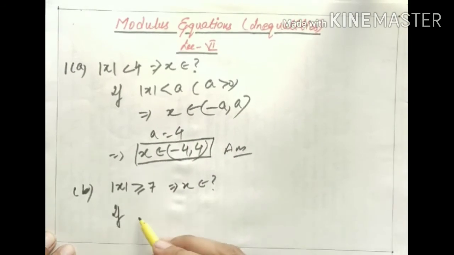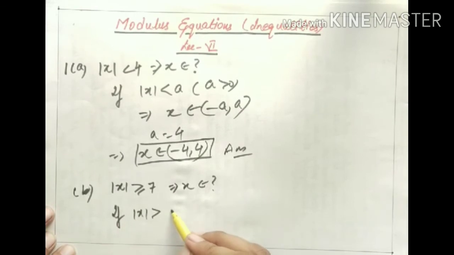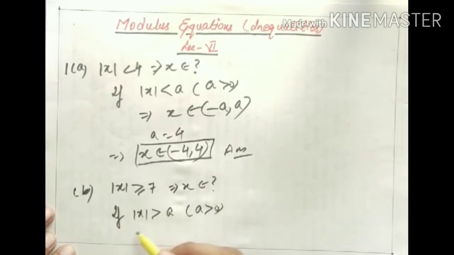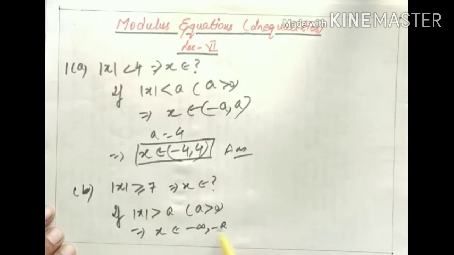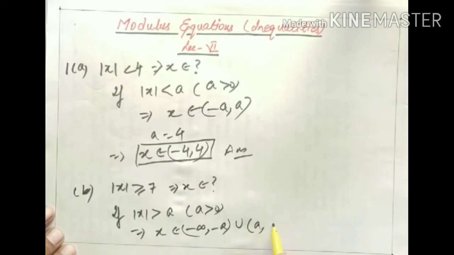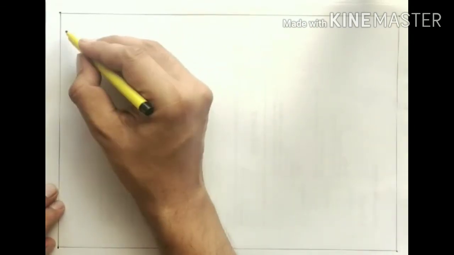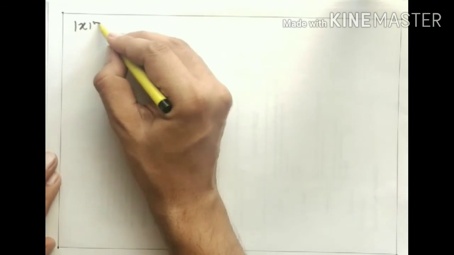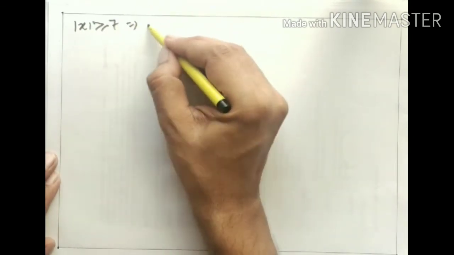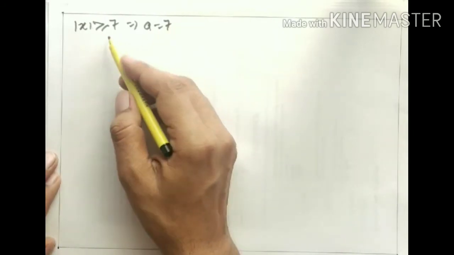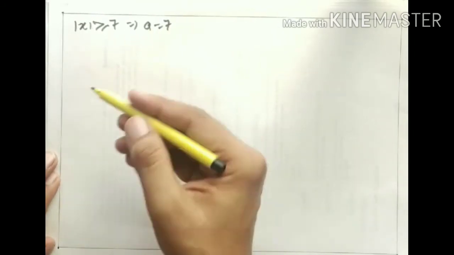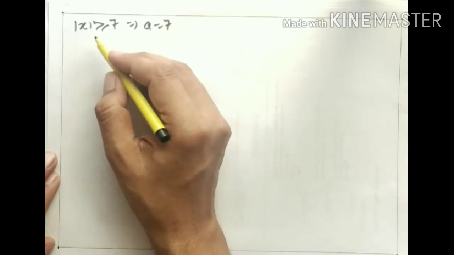So we studied a formula in the last class that if mod of x is greater than a, where a is greater than 0, this implies x belongs to minus infinity comma minus a union a comma infinity. So we will apply the same formula over here. Let's see how. It is saying mod of x is greater than or equal to 7. So here a is equal to 7, and here in the inequality we have the equal to sign also. In the previous case, the equal to sign was not there. So let us see how it will make the difference.